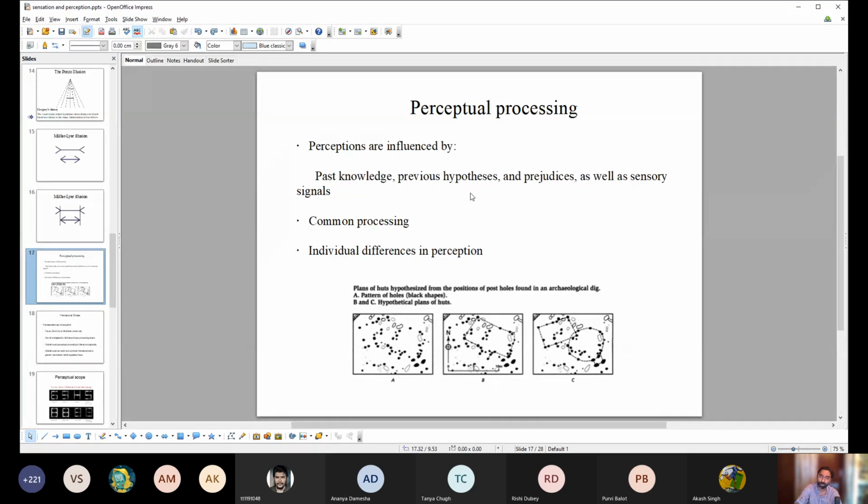Past knowledge, previous hypotheses, prejudices, and many other things, including where you grew up, what you have read, what you can think about at that point in time, maybe some more abstract things about how your math is or how your graph is, and all these things put together, along with, of course, the sensory signals. So perception is not just sensory signals hitting your eyes.